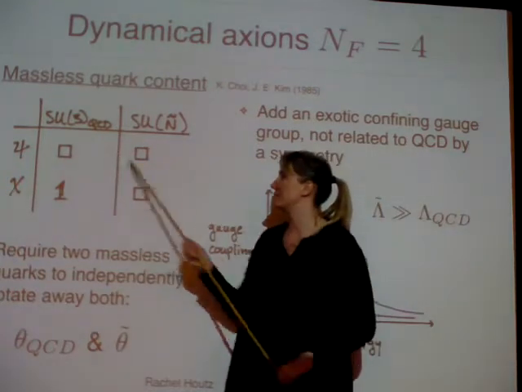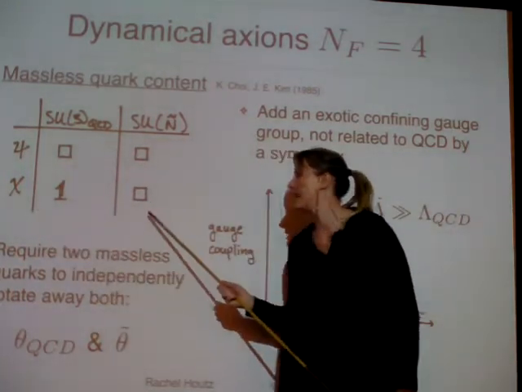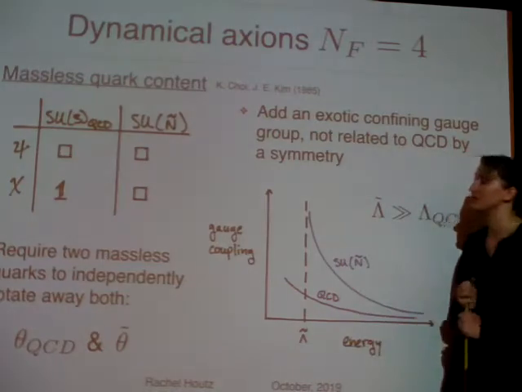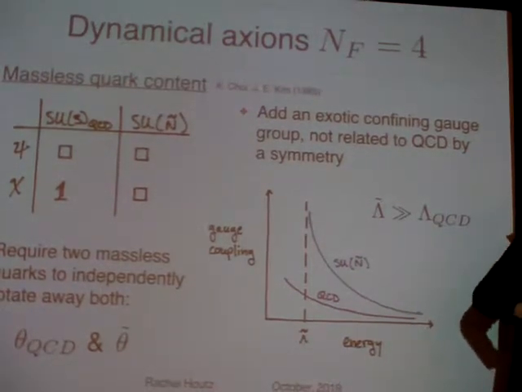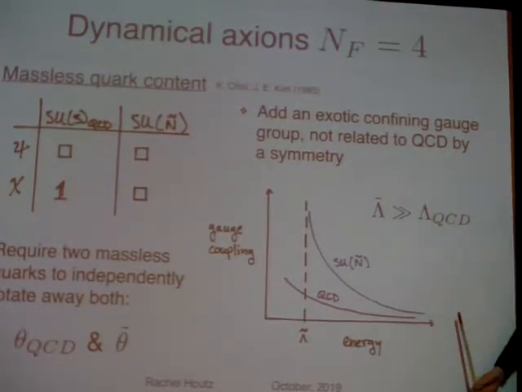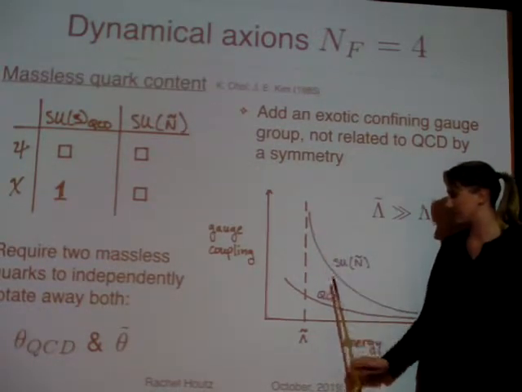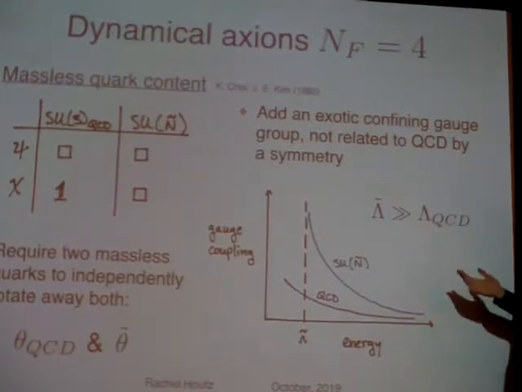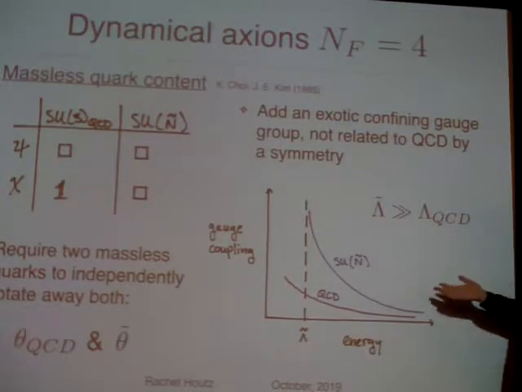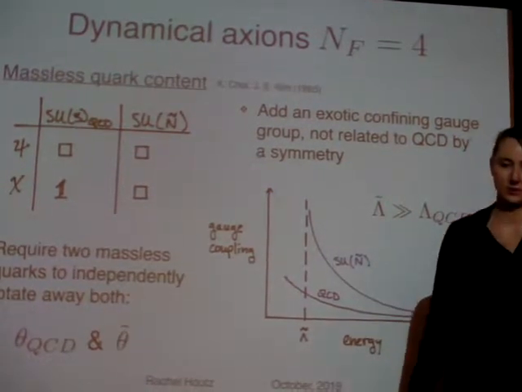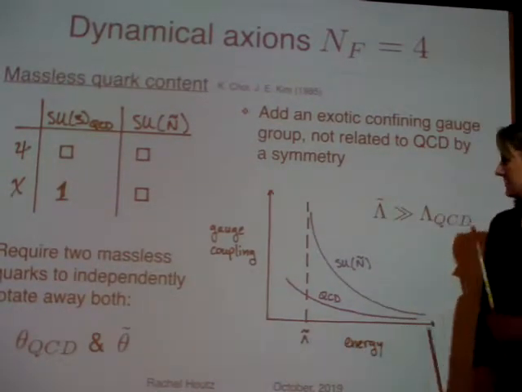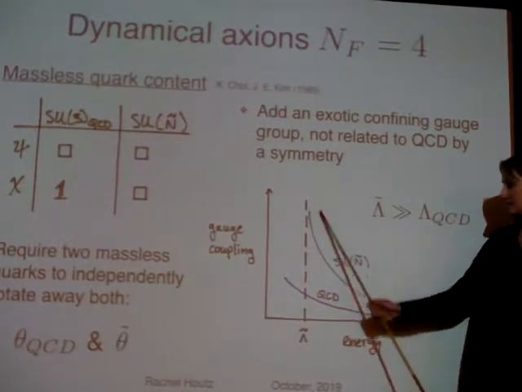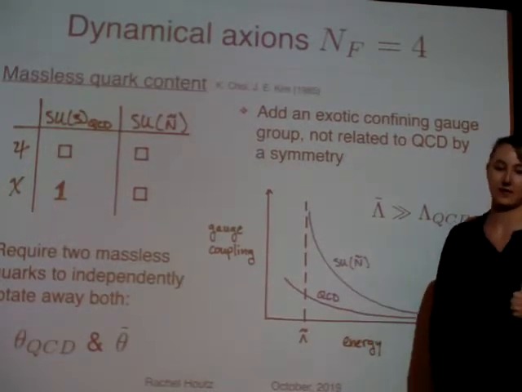So this is the massless quark that Hook had, and then they added an extra massless quark here, charged only under the exotic sector. Since they're not related by symmetry, you don't need to play any games to separate the running. They can just have different confining scales. They just assume that this exotic group confines at some high scale. The model has more massless quarks, but it's pretty simple in terms of how it solves the strong CP problem. Because I'm interested in the gravitational wave signals of models like this, I'm going to look at what's going on at this confining scale.